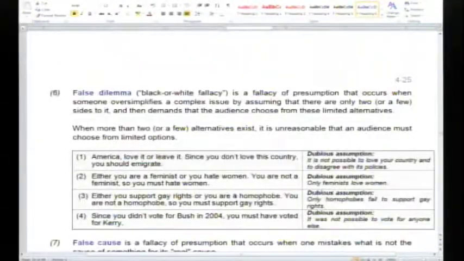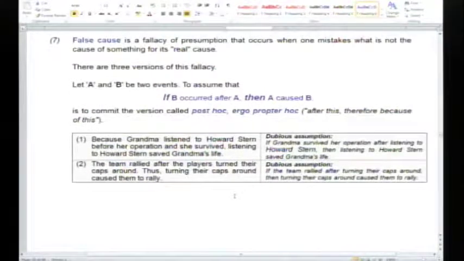False dilemma you've already seen. False cause, again, I want to pause because science is in the business of explaining why the world was the way it was, why it is the way it is, and how it's going to be in the future. So causality is going to be a concept that we're going to be considering here. And not all assumptions about causality are reasonable.